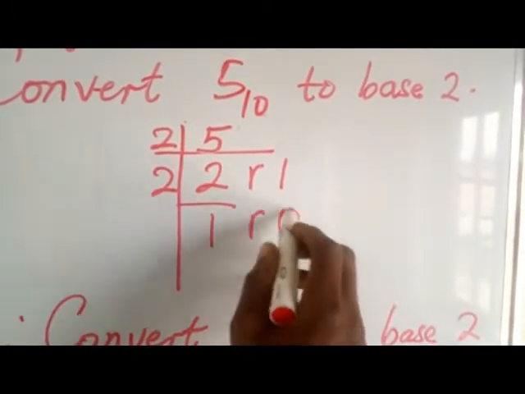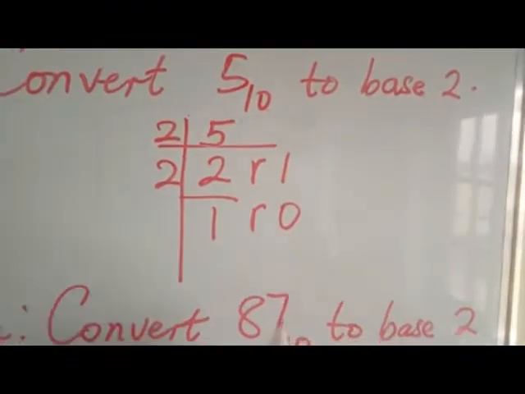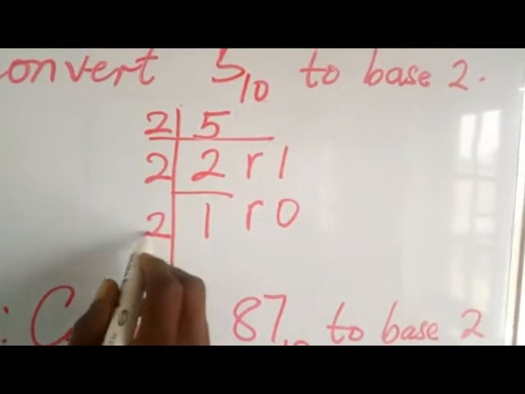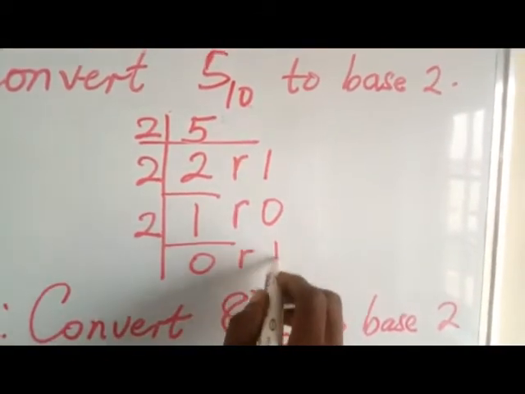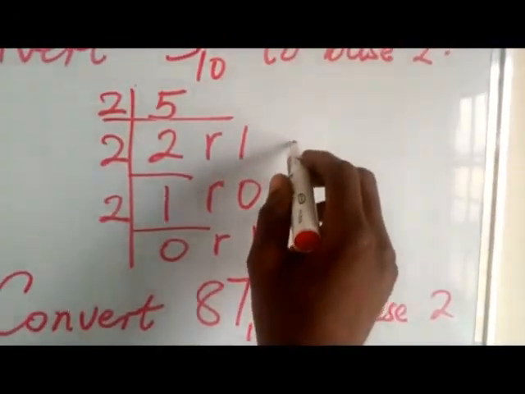Remainder 0, because 2 divided by 2 is 1. There is nothing that remains. So you write remainder 0. Then you take the last one. 1 divided by 2 is 0, remainder 1. So these are the numbers, the binary number we're going to look at.